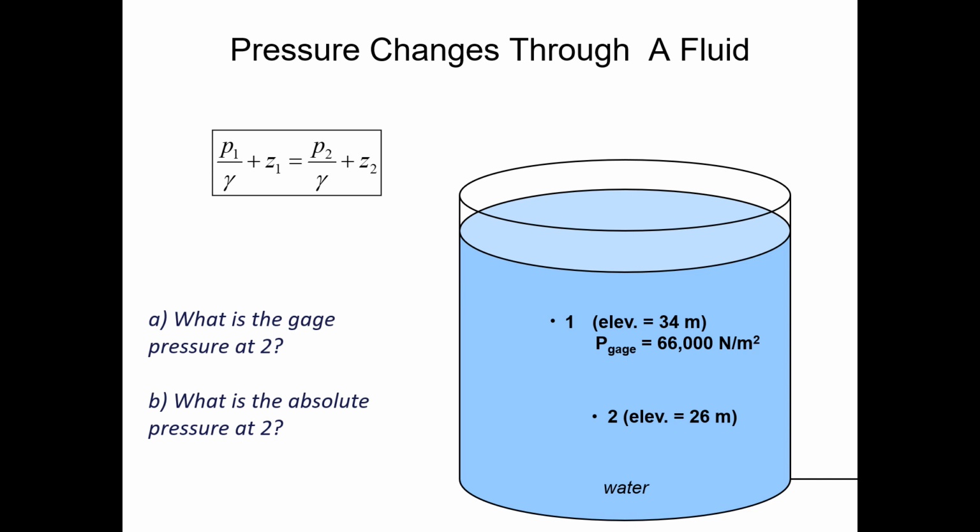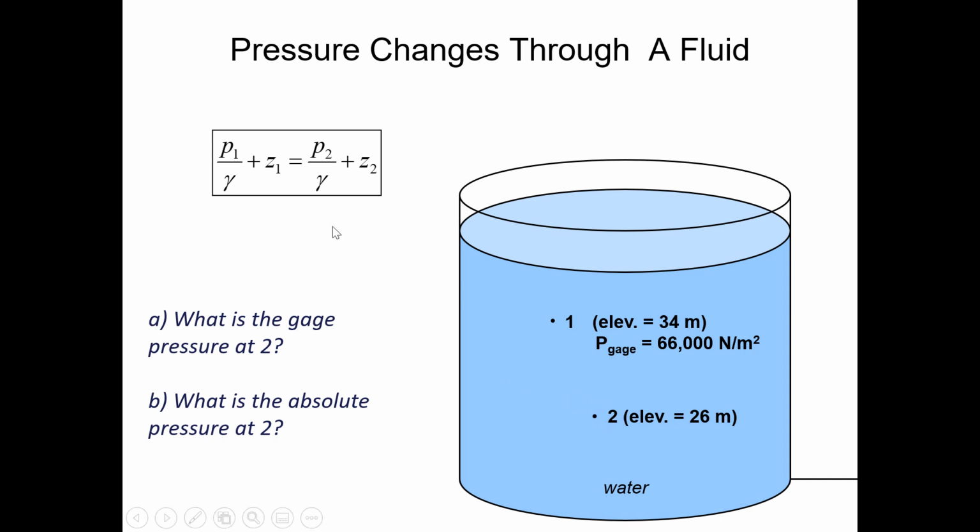And here's an example where we're going to do just that. Okay, so here's the hydrostatic equation. What we know here at location 1 is an elevation of 34 meters. Now we don't know exactly where the datum is. Does that mean above the bottom of the tank? Does it mean above sea level? Ultimately, it doesn't matter, as long as location 2 has the same datum. So let's assume that it does. Location 1 and location 2 are measured according to the same elevation datum.